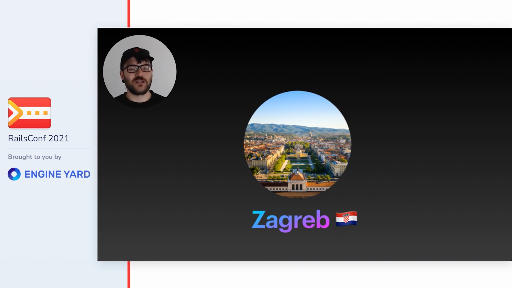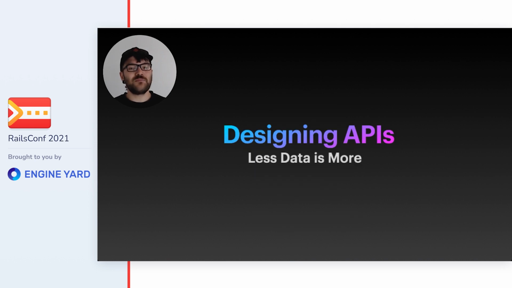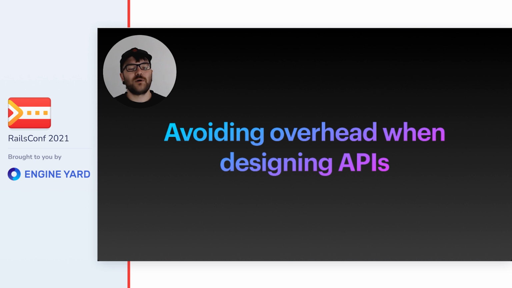Now, why is this topic relevant to me? I've been building APIs for the last 7 years, and I've seen a pattern where developers like to expose more data than is actually needed. I want to talk about avoiding overhead when designing APIs. And what kind of overhead?